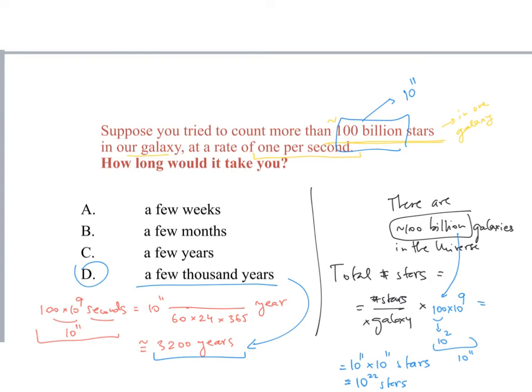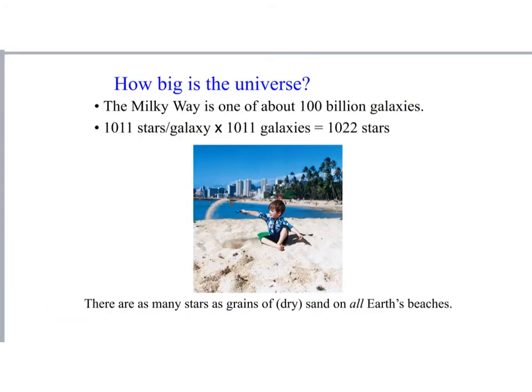All right, so this is supposed to be 10 to the 22, right? So just how big is this universe? Wow. This again is 10 to the 11, and this is 10 to the 11. We just did this calculation a minute ago. So in case you wonder, there are as many stars in this universe as grains of dry sand on all of the Earth's beaches. That's pretty amazing, isn't it?